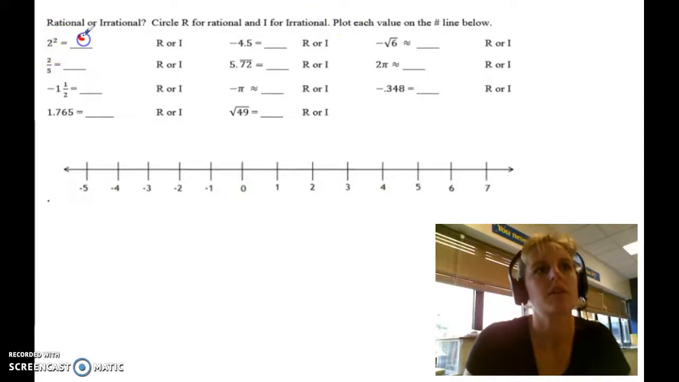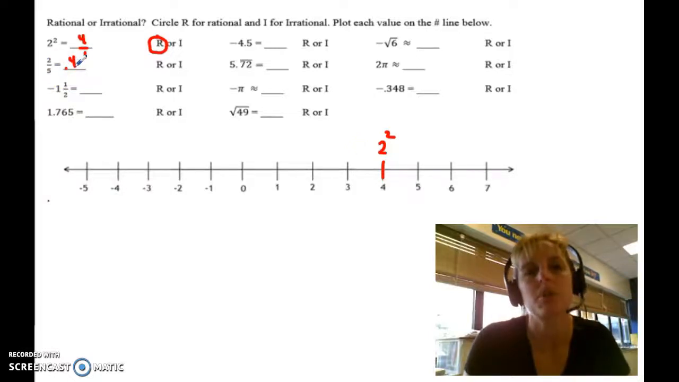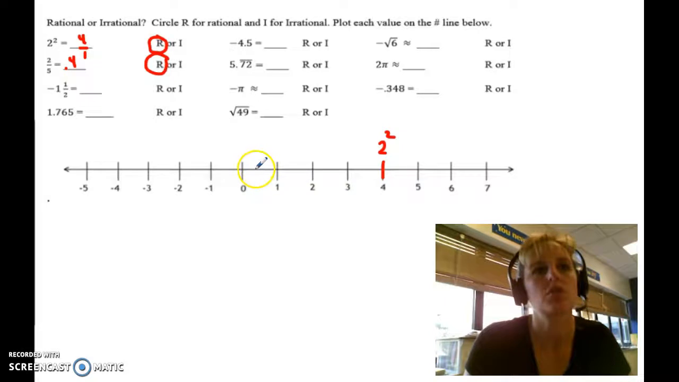2 squared does give us the value of 4. 4 is a whole number that we can put a 1 under it to make it look fractional. So again, fractional means rational. And then on the number line, you can plot the value that was given to us, 2 squared, which has the same value of 4. 2/5, if you divide it out or change it to a decimal, comes out to be 0.4. Now, it was given to us in fractional form, so remember, fractional means rational. 2/5 is going to be approximately here on our number line, partway between 0 and 1.